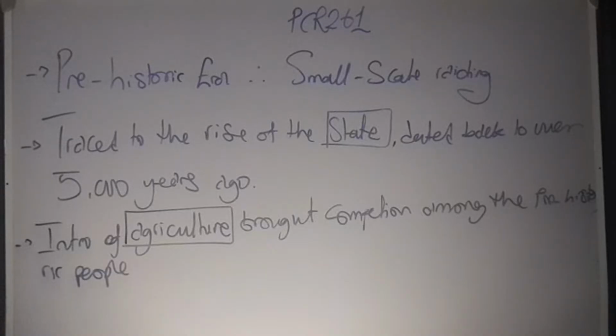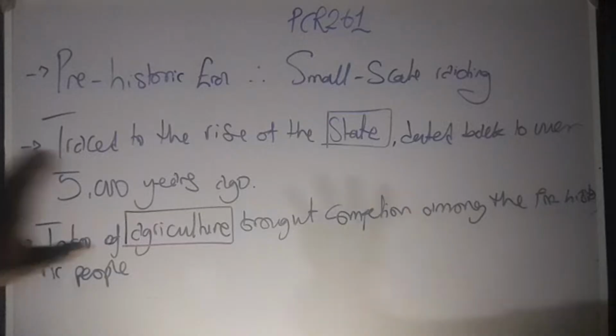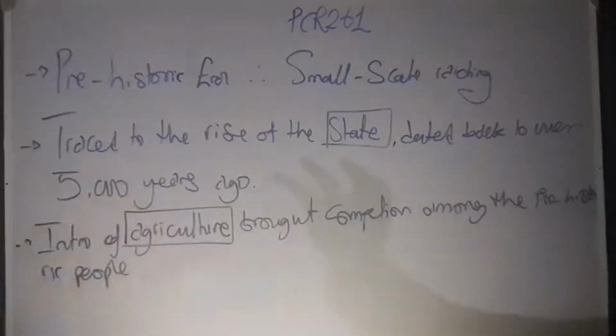So the point here is from the small scale raiding, the rising of the state made it happen on a bigger scale, and people begin to consider things like agriculture. We need more supplies. How do we get more supplies? This state has more supplies. Let's get it by all means from them.